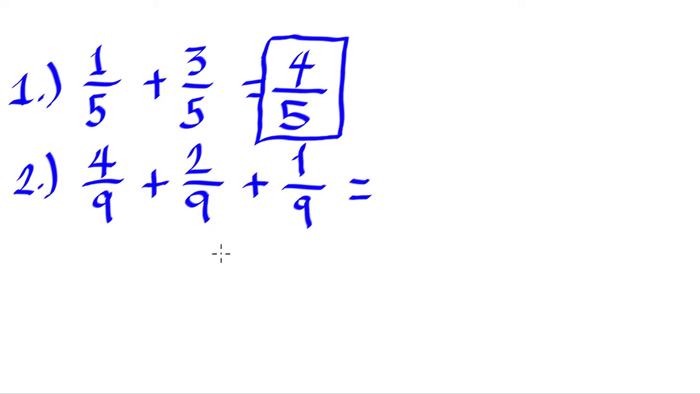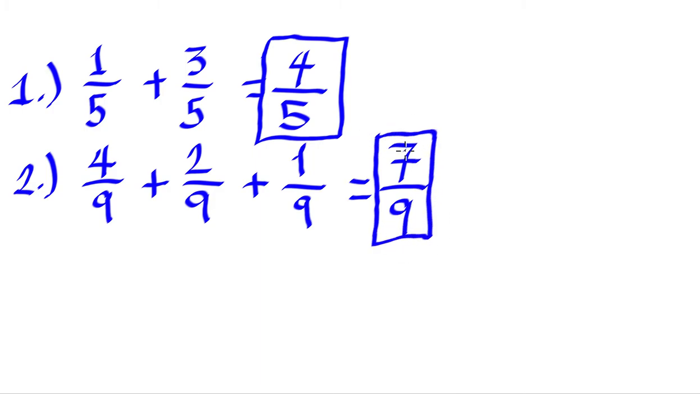Okay, how about number 2? So again, add the numerators. 4 plus 2 is 6. 6 plus 1 is 7. And then copy the denominator, which is 9. And then you ask yourself, can this be simplified more? The answer is no. And this is our answer.